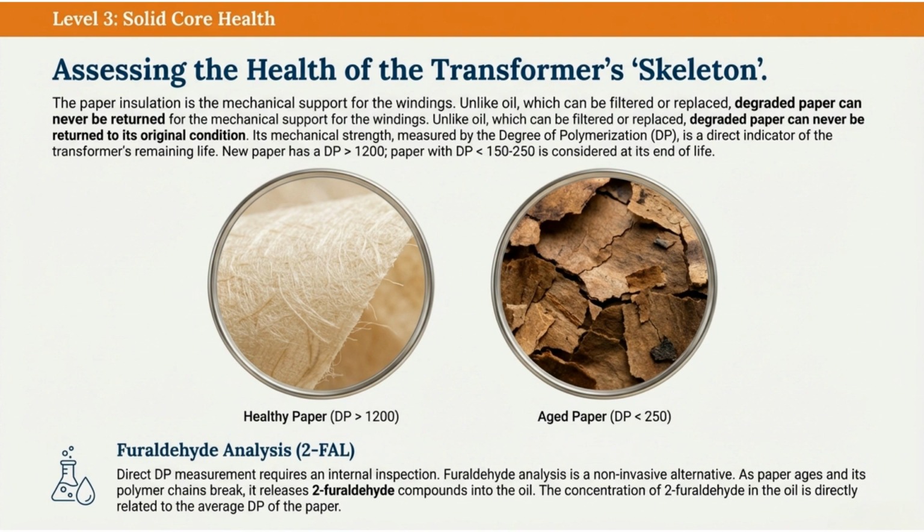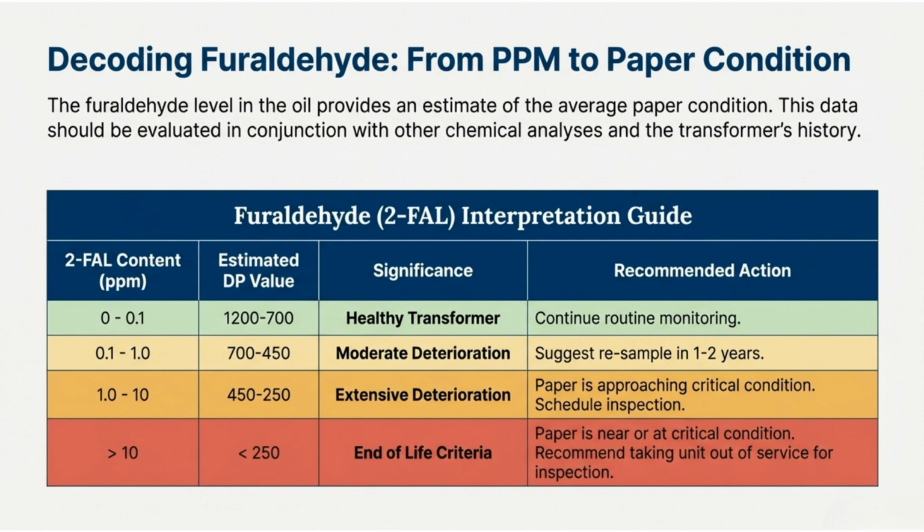Level 3 focuses on solid core health, assessing the paper insulation, the transformer's skeleton. Degraded paper cannot be restored. Formaldehyde analysis is a non-invasive way to estimate paper condition by measuring 2 formaldehyde compounds in the oil. The Formaldehyde Interpretation Guide helps estimate the degree of polymerization, DP.